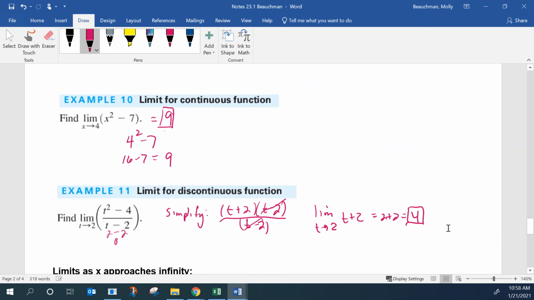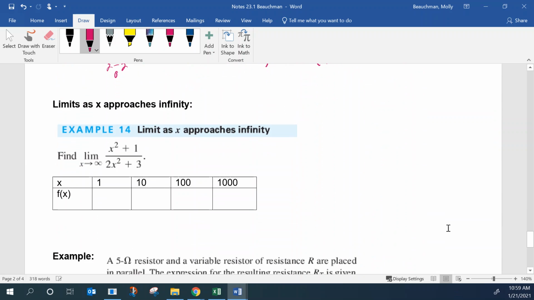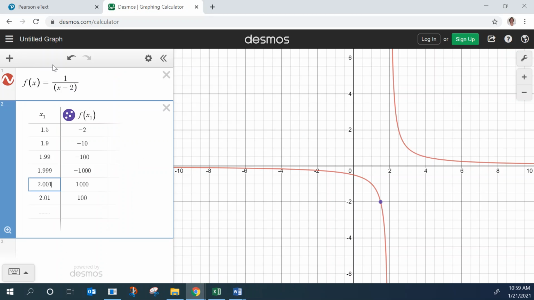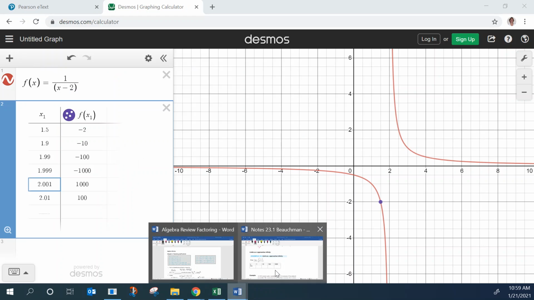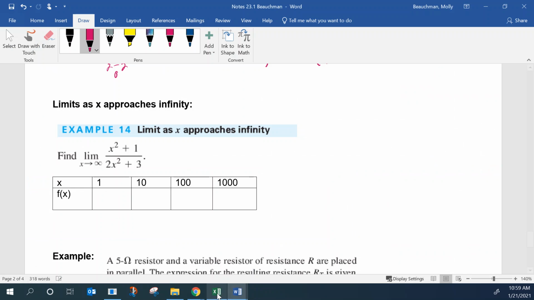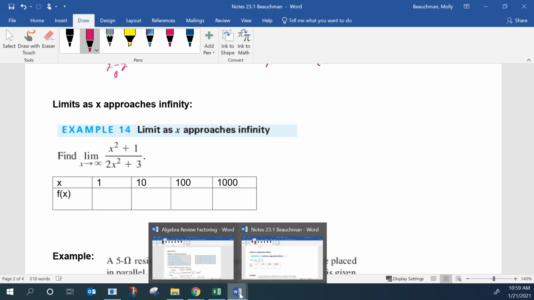All right, last idea is taking a look at limits as x approaches infinity. So we want to find the limit as x approaches infinity of x squared plus 1 over 2x squared plus 3. If x approaches infinity, we certainly can't put infinity in there. So what we do is we take a look at values of x that are larger and larger and see if the values of y approach a particular number. So again, you can use the table function on a graphing calculator or on Desmos. And I want to put in the function x squared plus 1 over 2x squared plus 3.